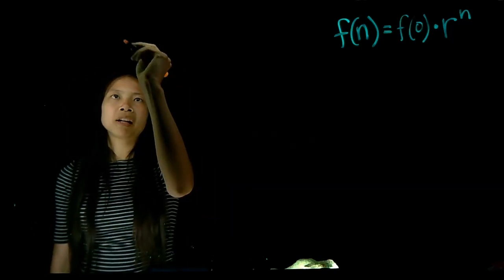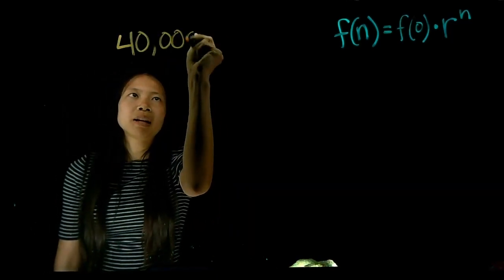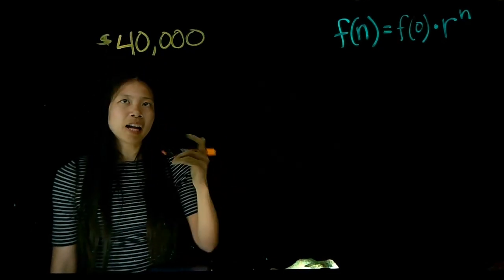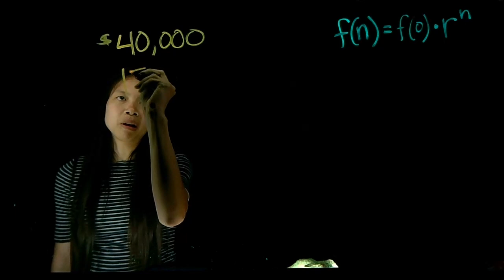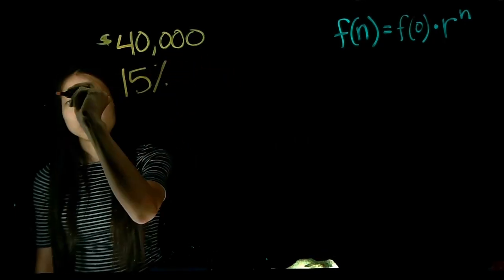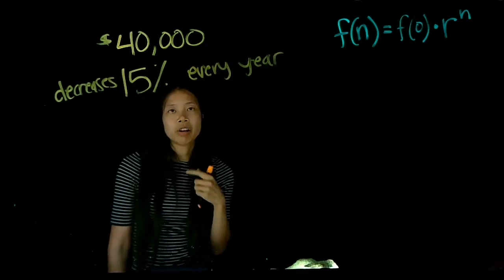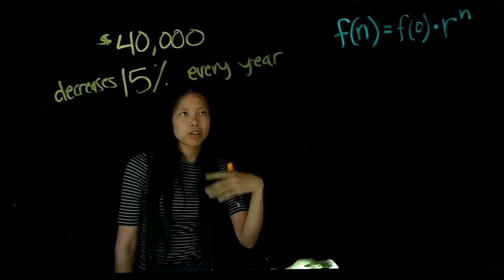So let's say you buy a car for $40,000. Ooh, pricey car. Not as expensive as a Tesla, something like that, right? Okay. And on average, we looked it up, cars depreciate about 15% every year. So it depreciates, or it decreases, by 15% every year. And I want to know how much my car is going to be worth after n years.